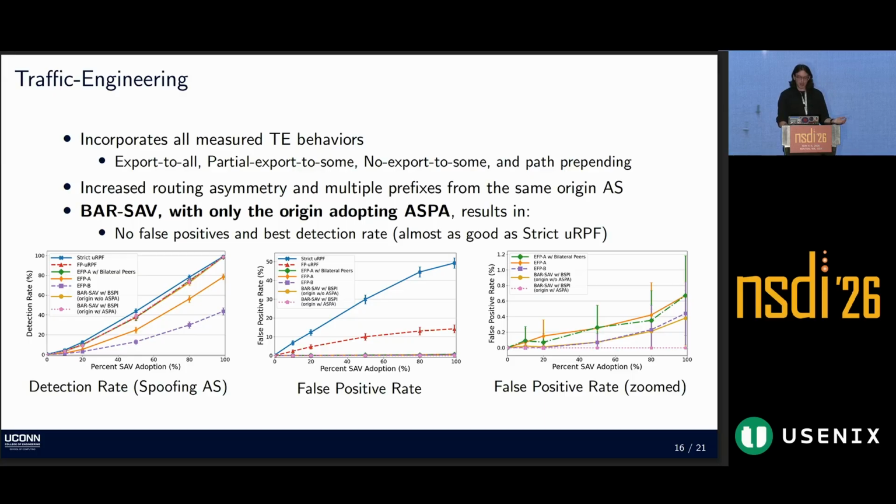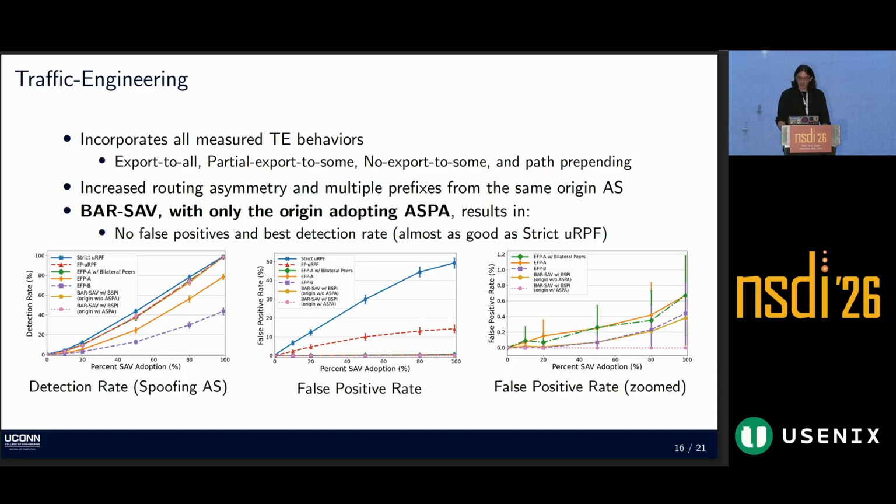And all other policies, in fact, do have some percentage of false positives. If we look at the zoomed in version, we'll see that EFP-A, both variants, have 0.6% false positive rate at full adoption. EFP-B and BAR-SAV are slightly lower at 0.4. And in order to achieve no false positives, we need only the Origin to adopt ASPA. No broader adoption of ASPA is required, only the legitimate Origin is needed.